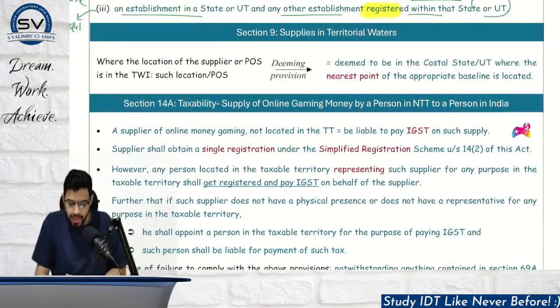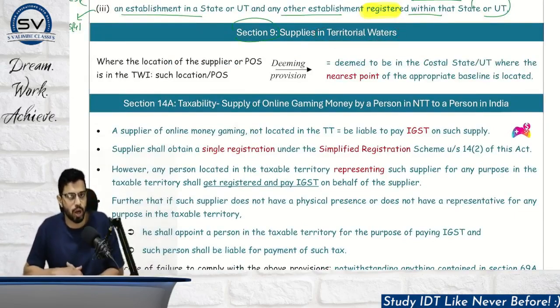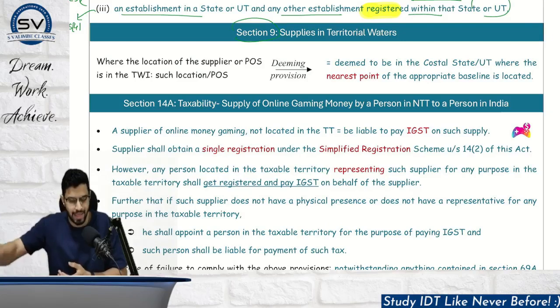Now, section number 9, supply in territorial waters. Territorial waters means up to 12 nautical miles from the baseline of India, the coastline of India. Now, let's say a person is supplying something from the territorial waters of India. Is it a supply? Answer is yes. Why? Because territorial waters of India are a part of the taxable territory of India. So, GST is applicable.